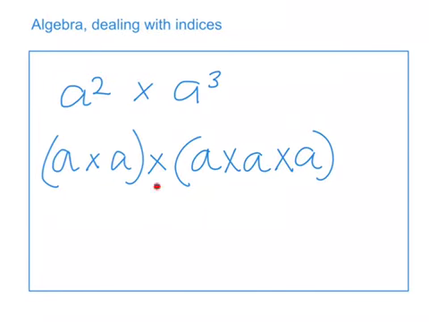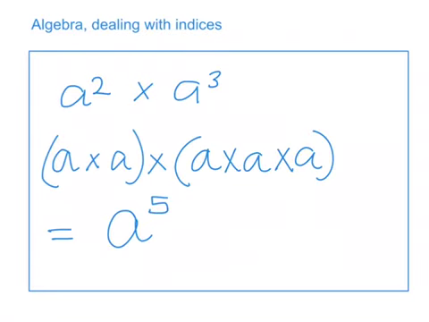We've got a times by a times a times a, which in fact becomes a all raised to the power of 5, because we've multiplied a by itself a total of 5 times. And you'll notice here we had a 2 and here we had a 3. When you're multiplying in algebra with the indices, the indices that you're multiplying against, you're actually going to add those up. So a squared multiplied by a cubed, you add the 2 and the 3, that gives you a to the power 5.